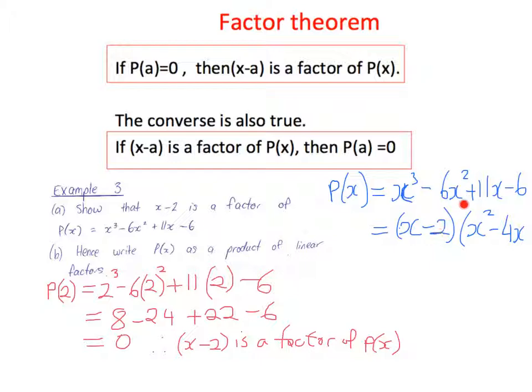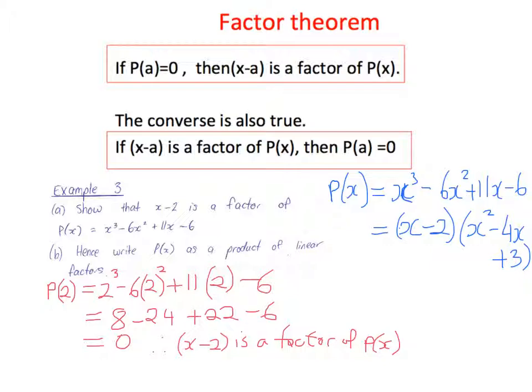And then we got negative 2 times negative 4x is 8x, and we need 11x. So we need another 3x, because you can see we're going to get that from 8x plus 3x is 11x. And then you can see as well, to get that constant, negative 2 times 3 is the negative 6.